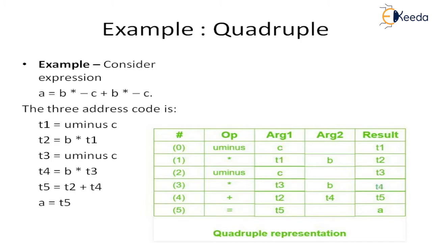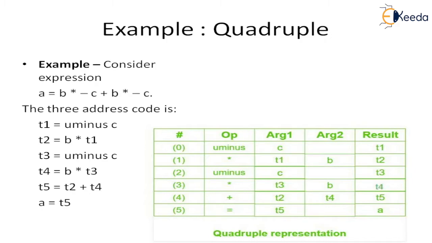That is nothing but a unary minus c. So the first temporary variable t1 is used to store the value of unary minus of c. Then t2 is equal to b into t1. t3 is again used for the unary minus c. t4 is equal to b into t3. t5 is equal to t2 plus t4 and a is equal to t5.